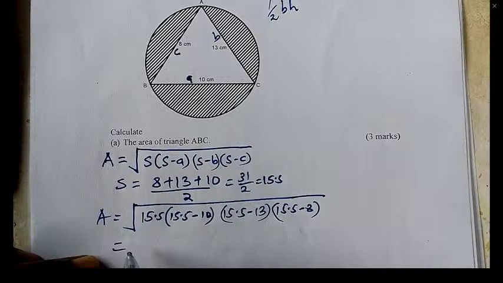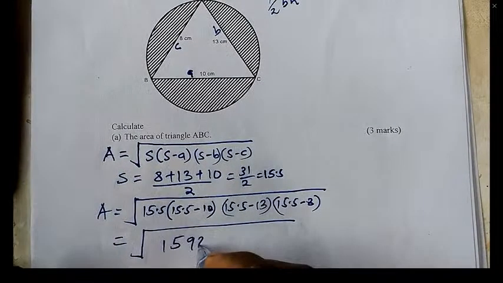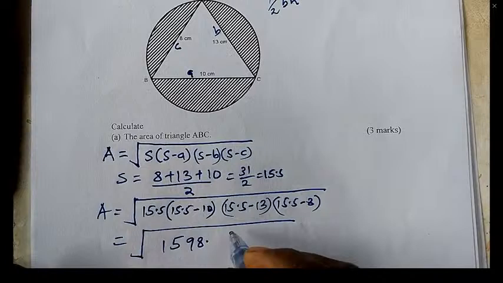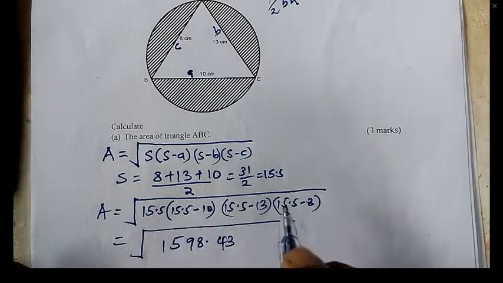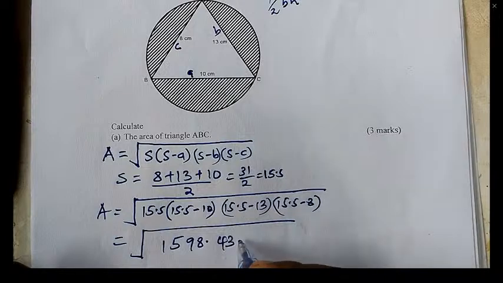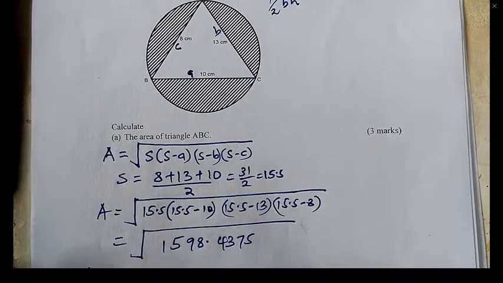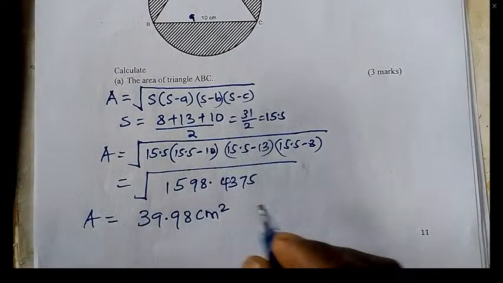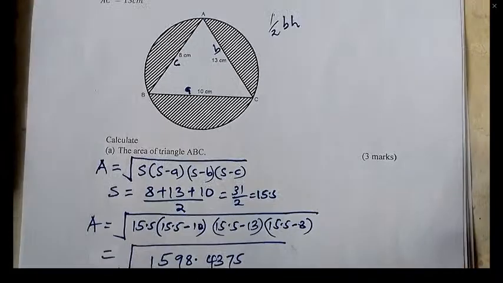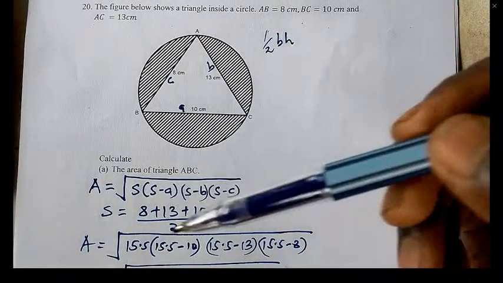So you will realize that this one will give you 1598.43. Ikiwa hivi ni multiplication, so this times this in multiplication, 75. So our area is going to be that, 9.98 centimeters square. So the area is as simple as that. So ukiwa na triangle yenye side zote asifanani, you use Hero's formula.